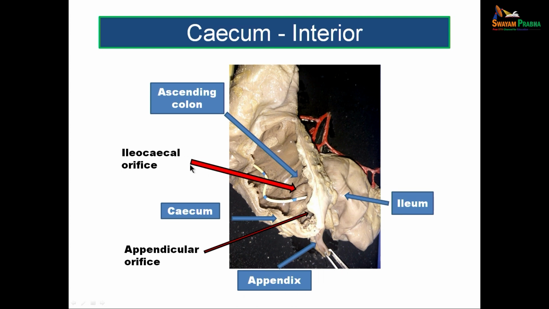Now, let us look at the features in the interior of the cecum. When you open up the cecum, this is how it looks. In the posteromedial wall, you find two openings. One is the orifice of the ileum, which is called the ileocecal orifice, and the other one is the orifice of the appendix, which is called the appendicular orifice. You can see the appendix projecting down below here and its orifice is here, whereas the ileum is found here, and this is the orifice of the ileum opening into the cecum. This is called the ileocecal orifice.